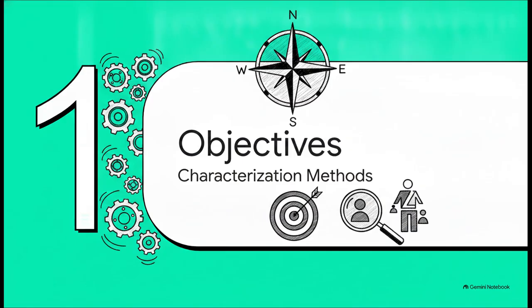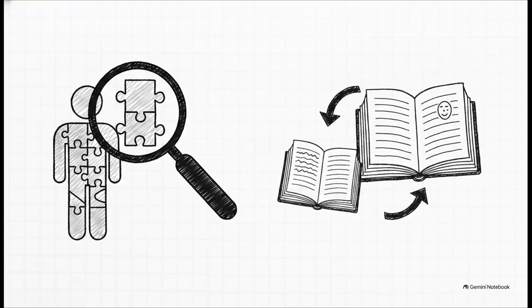All right, section 1, objective, analyzing characterization methods. Let's see exactly what we need to accomplish today. We really have 2 strict objectives for our investigation. First up, we're going to analyze the specific methods writers use to develop complex characters over the course of a text. Basically, we're looking way past the surface level to find the deliberate choices an author makes.